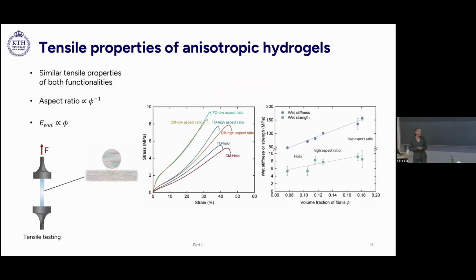We then evaluated the tensile properties of anisotropic hydrogels that were locked with calcium as counterion. And here, we obtained similar tensile properties of both chemical functionalities. Rather, the deformation behavior was more dependent on the aspect ratio. So shorter fibrils, that is the low aspect ratio fibrils, formed the stiffest sheets with the highest wet strength. And this was found to be related to the different water contents of the sheets.